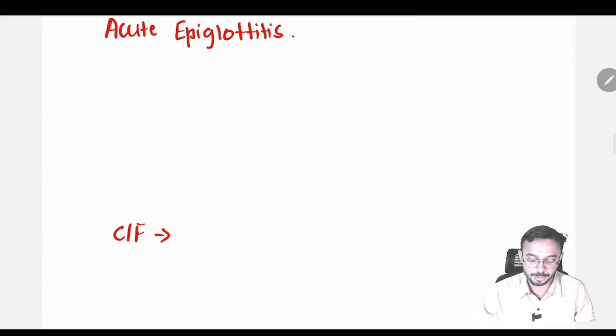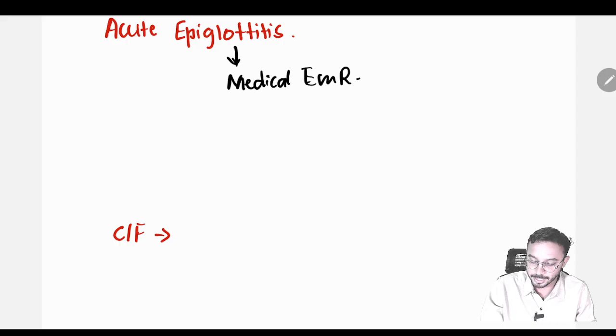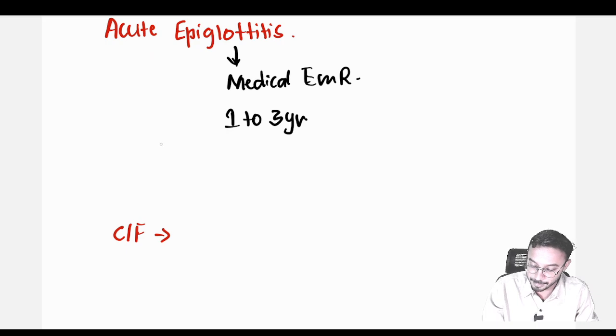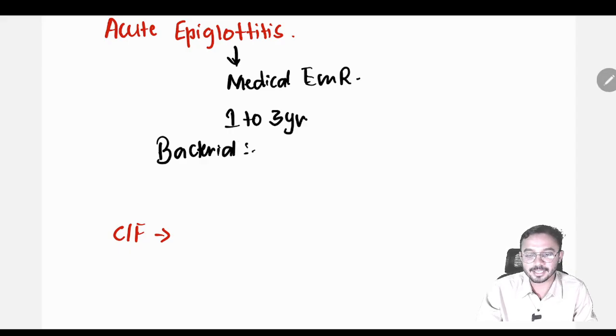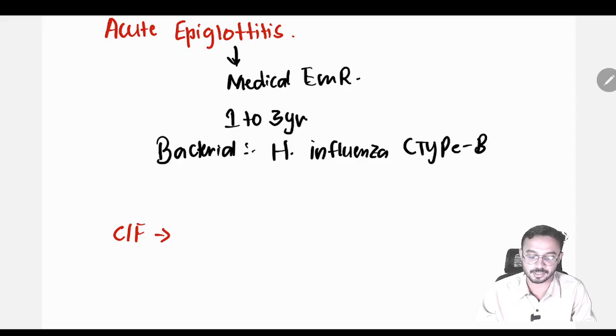And next we move to acute epiglottitis. Remember, this is a medical emergency. Okay. So the age group is 1 to 3 years. Which age group will get affected? 1 to 3 years. Remember, this is a bacterial infection. So which kind of bacteria? Haemophilus influenzae type B. H stands for Haemophilus.